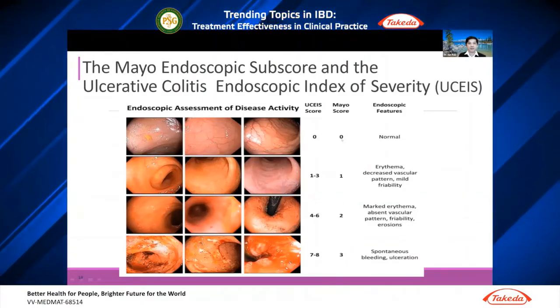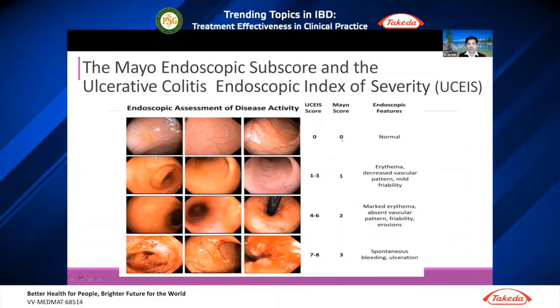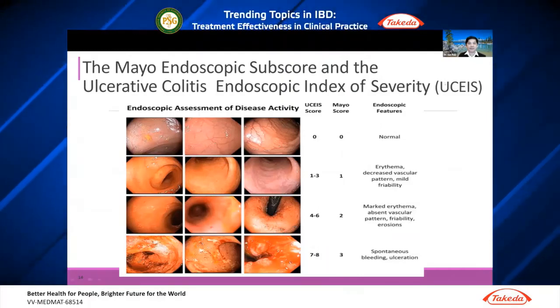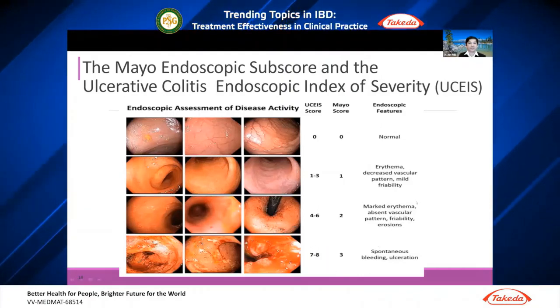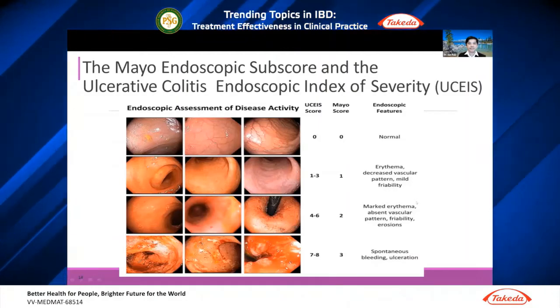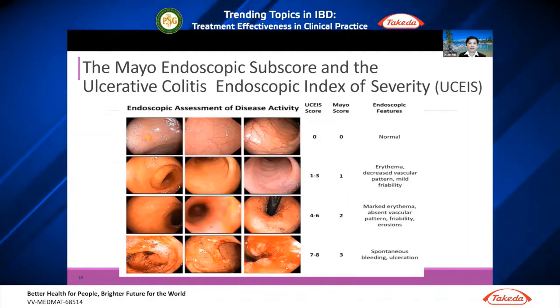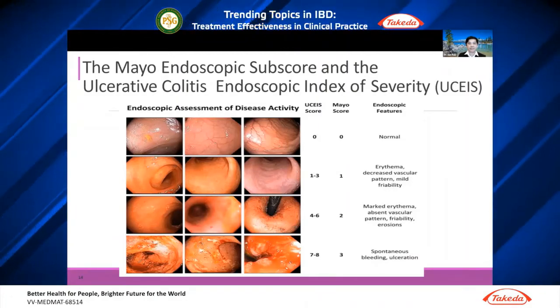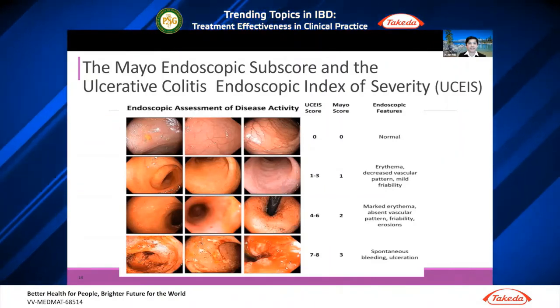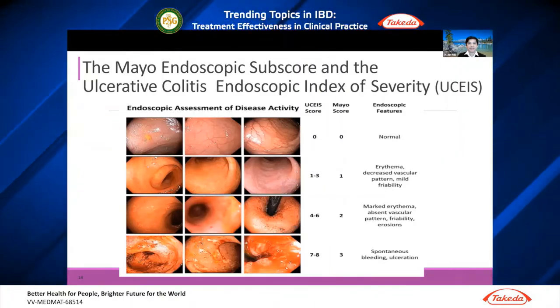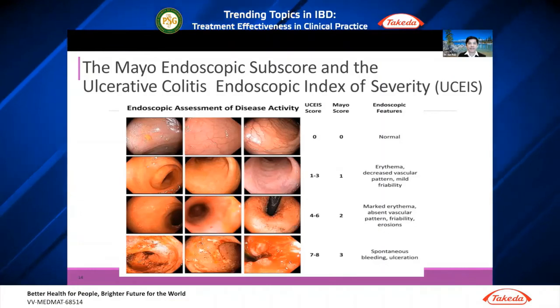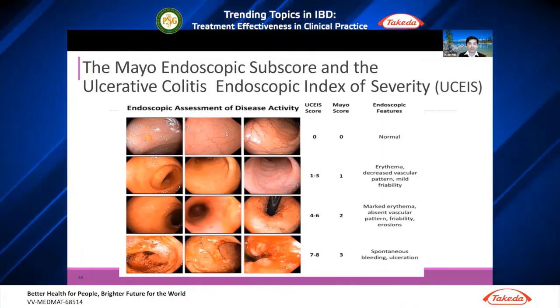So 0 is actually a normal mucosa. 1, you see some erythema, decreased vascular pattern, and mild friability. With 2, there is marked erythema, absent vascular pattern, friability, and you start seeing erosions. And a Mayo score of 3 has spontaneous bleeding and ulcerations.